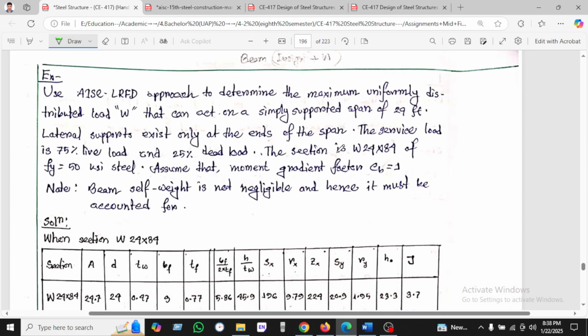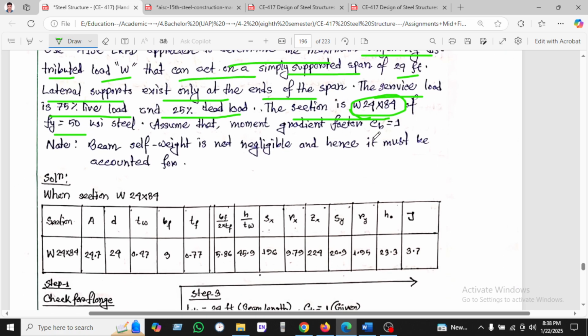So let's see another example, which is beam design. Use the LRFD method approach to determine the maximum uniform distributed load w that can act on a simply supported span of 24 feet, and lateral support is only at the ends of the span. The service load is 75% live and 25% dead load, and the section is given as W24x84. Fy is given also, and assume the moment gradient factor Cb is 1. Note the beam self weight is not neglected, and hence it must be accounted for.